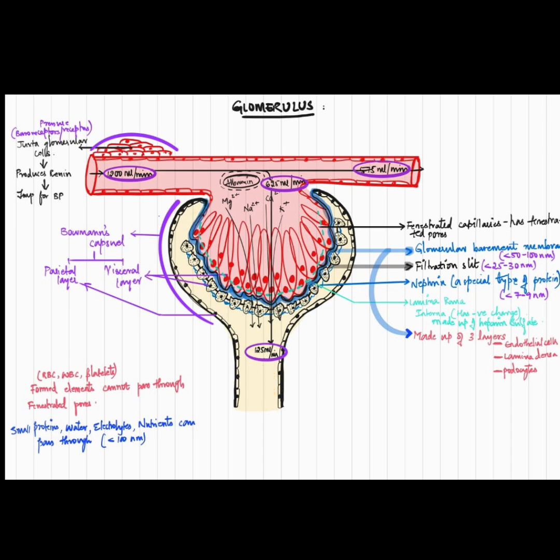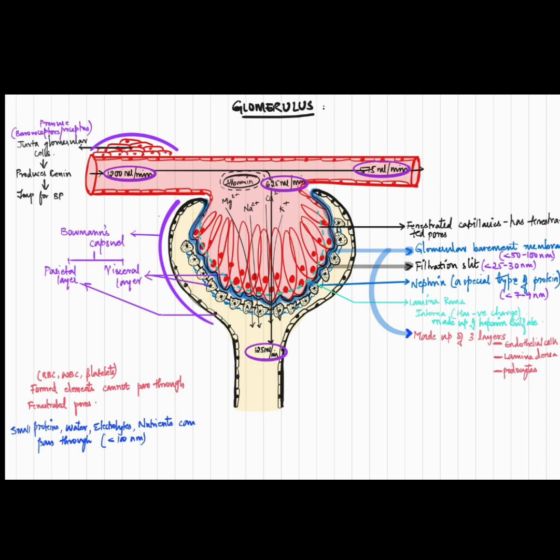This Bowman's capsule has two layers, a parietal layer and a visceral layer. The glomerulus has the basement membrane, which is made up of three layers: endothelial cells, lamina densa, and podocyte cells. This layer only allows particle size of less than 50 to 100 nanometers. The next layer is filtration slit. Filtration slit will allow the particle size of less than 25 to 30 nanometers. This is nephrin, which is a special type of protein, which allows a particle size of less than 7 to 9 nanometers. This glomerulus has fenestrated capillaries, which have the fenestration pores in it.